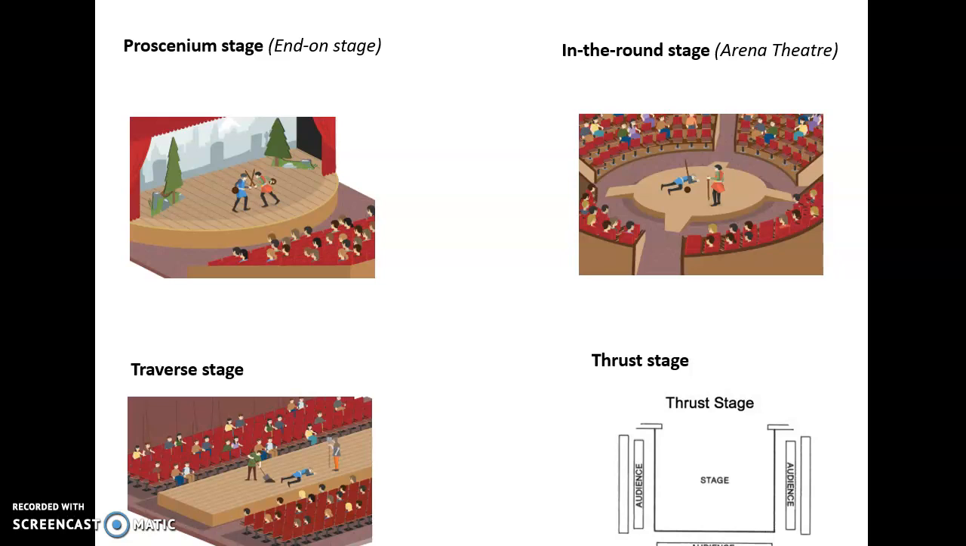Now, a thrust stage, don't get that mixed up with a stage with an apron on. As you can see on the top left there, that is a proscenium arch stage with an apron on. That curved bit is your apron of the stage. A thrust stage really thrusts out into the audience, and it has audience round those 3 sides. So just don't get those too confused.